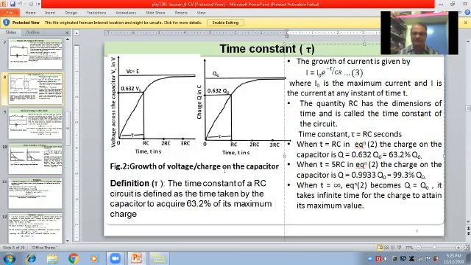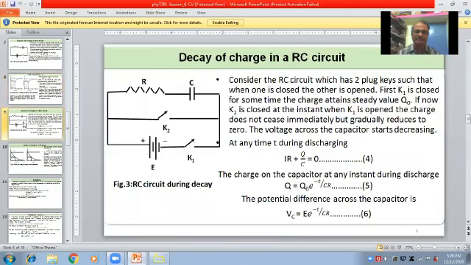So this is the meaning of time constant, and thus the time constant of an RC circuit is defined as the time taken by the capacitor to acquire 63.2% of its maximum charge. So this is the definition of a time constant. So next we'll move ahead.